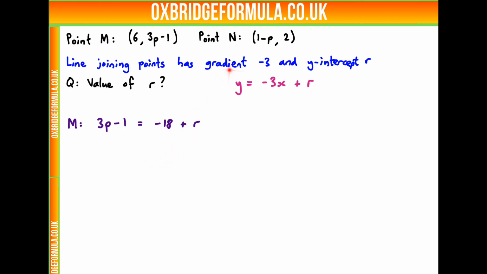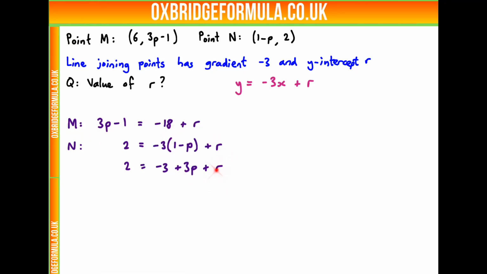Then let's do the same for point N. The y value is 2, and that is equal to minus 3 times 1 minus p as our x value, again plus r. And this can maybe be tidied up a bit by expanding this bracket to become 2 equals minus 3 plus 3p plus r.